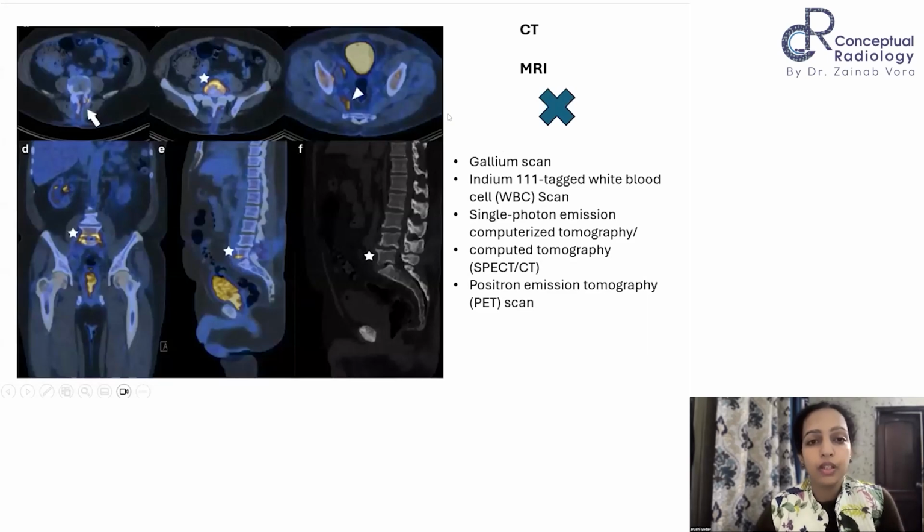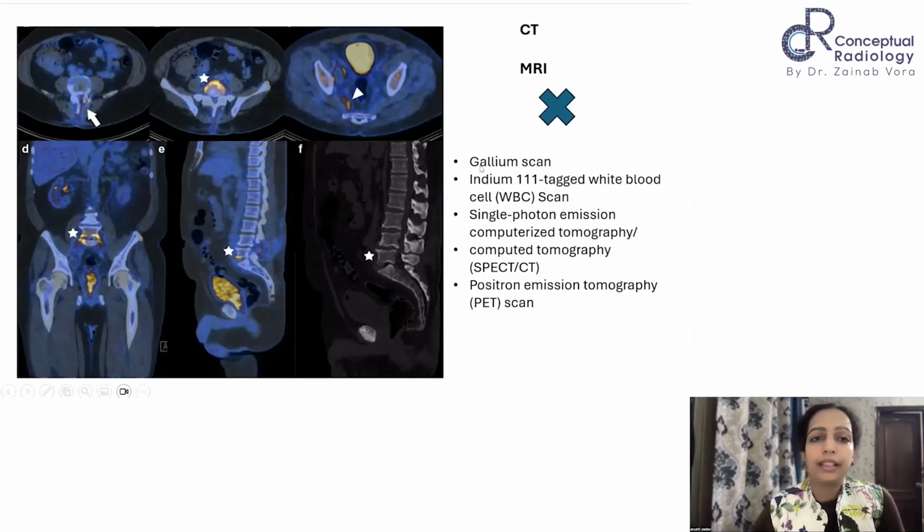Coming to the nuclear imaging. Nuclear imaging is something that comes into play when CT and MRI have not been very conclusive, CT maybe because of the extensive streak-like artifacts, MRI maybe because of the extensive susceptibility artifacts. So then this comes to our help, right?